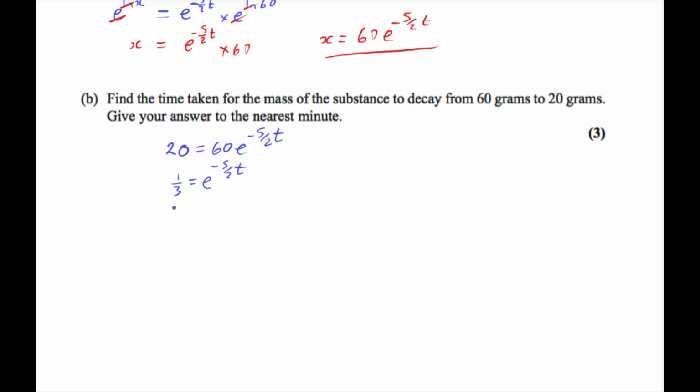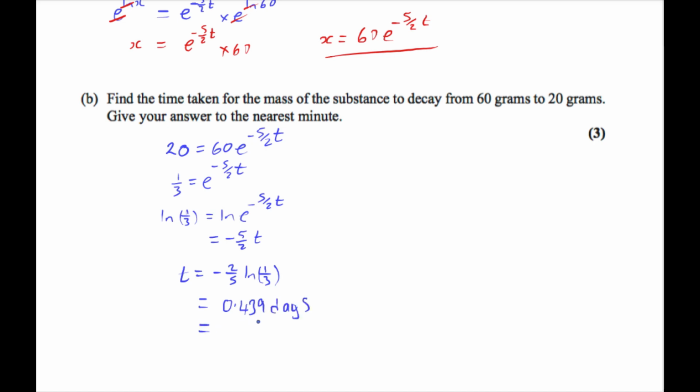We can take ln of both sides. Remember, ln and e are the inverse of each other. Just like we had e to the ln cancel out, so ln and e cancel out here to give us just minus 5 over 2t. Finally, to get t, we divide by minus 5 over 2. So t equals minus 2 over 5 ln 1/3, which is 0.439 days.